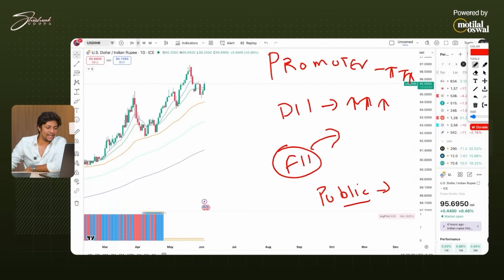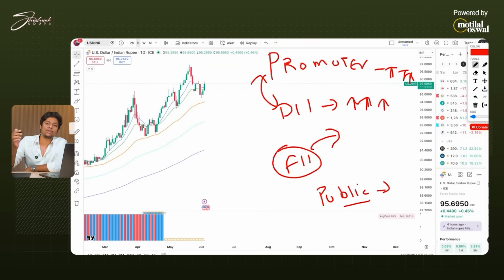They would have to buy from promoter and DII, because the public can't keep buying, maybe a little bit, but not in that volume. So they have to buy only from promoter or DII. If they buy from promoter, you get angry and say promoter is selling, it is not a good thing, promoter should not sell. But he has no option. He has to buy from promoter.